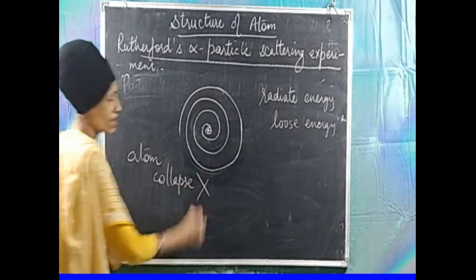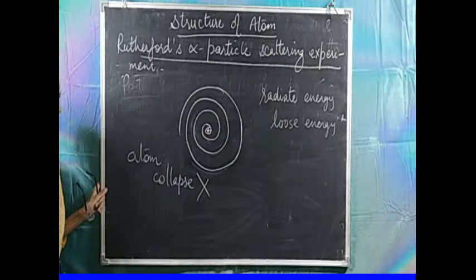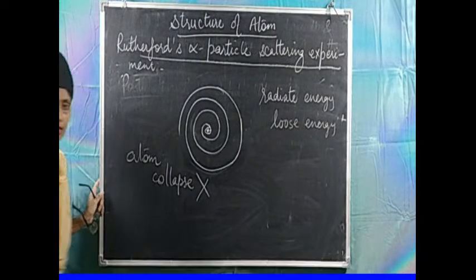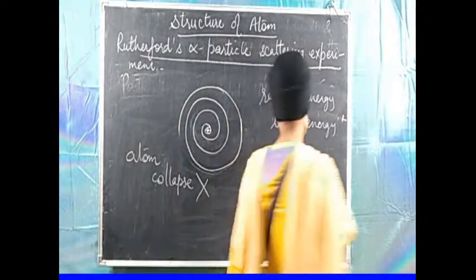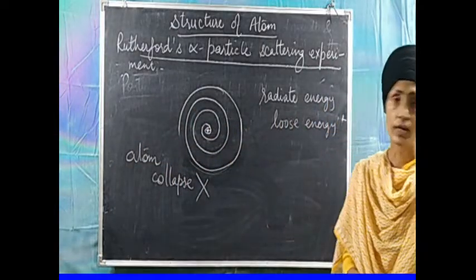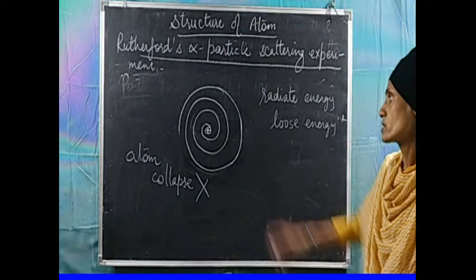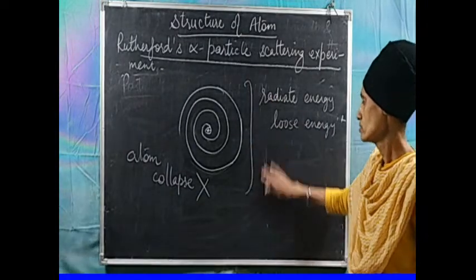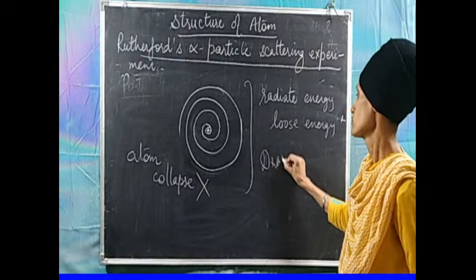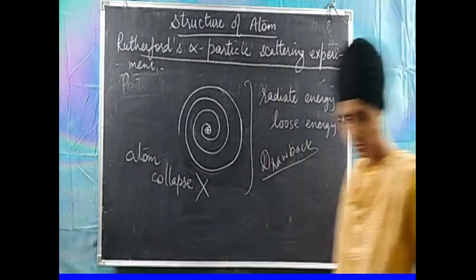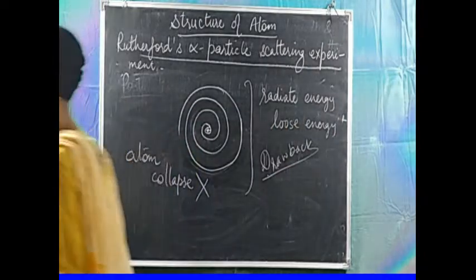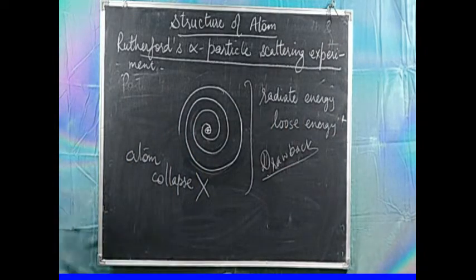but it never happens. Collapsing of an atom means the atom is unstable, but atoms are quite stable. They cannot be destroyed, they don't collapse. So this was the main drawback of Rutherford's theory, which led to the failure of the Rutherford model also.